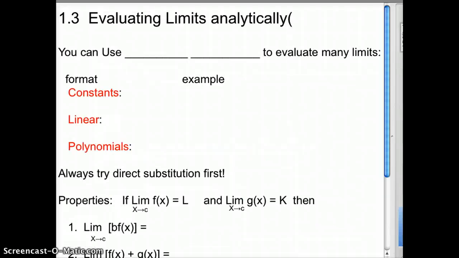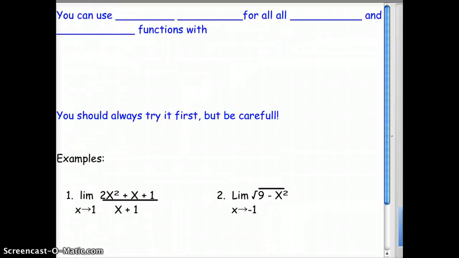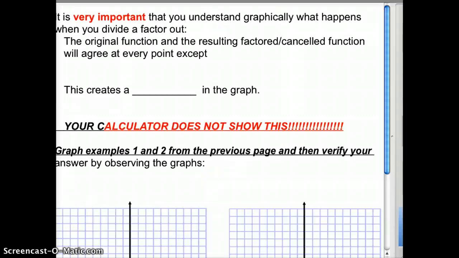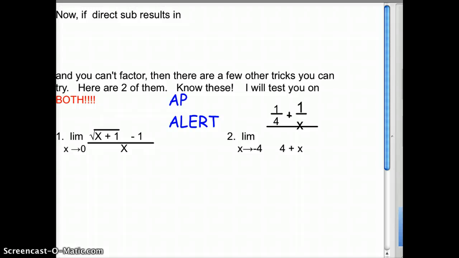Next up, evaluating limits analytically. This has been a very strong point of yours. So remember that direct substitution comes first. When that fails and you get 0 over 0, remember there's some stuff to try. Know what those are. Next, this is really important, that you know what happens graphically when you divide a factor out. So this is a really key question. I would star this, and we'll go show you what problem I would like you to do.